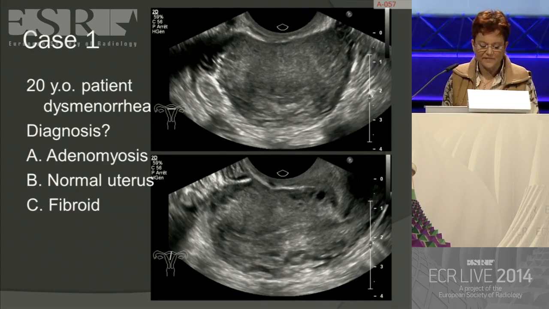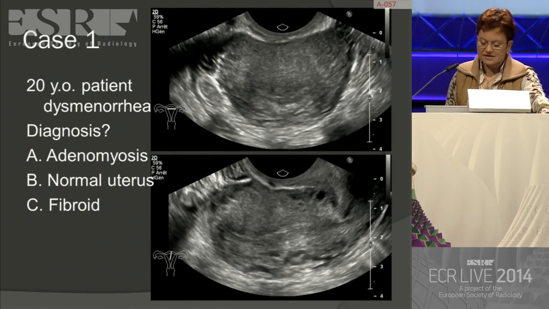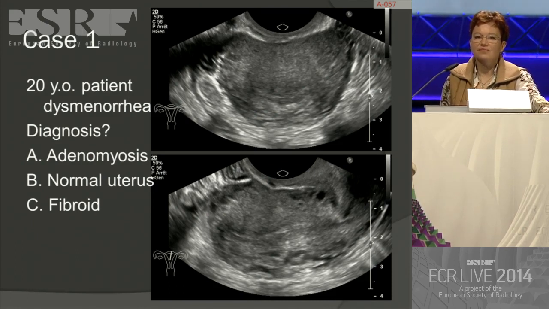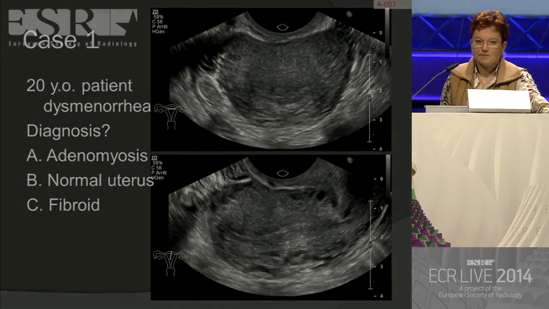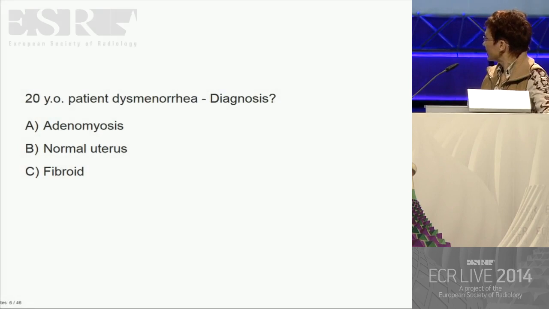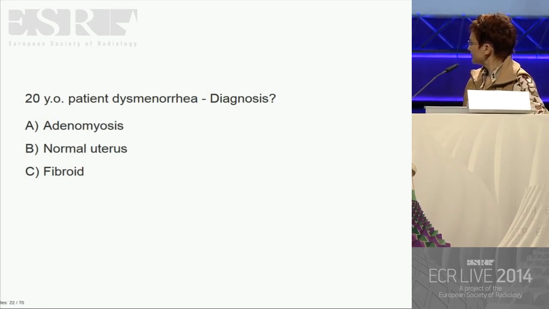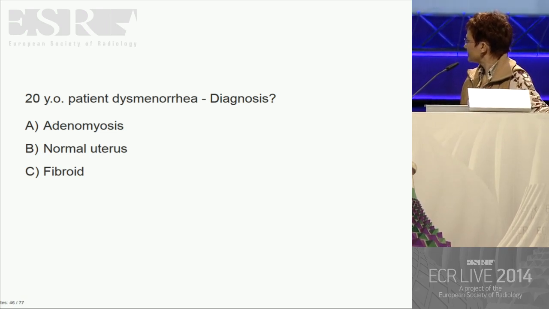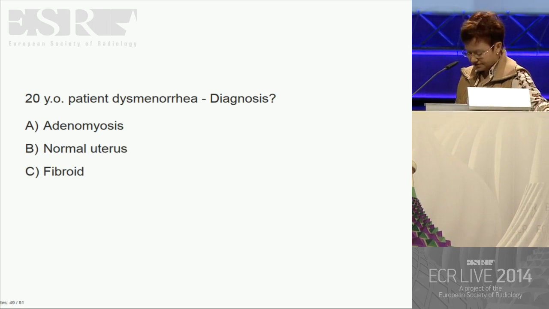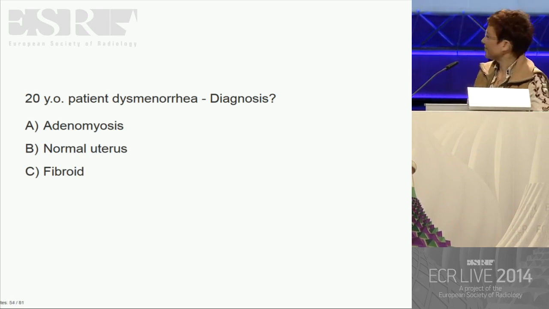Now here's my first case. You have a 20-year-old patient with dysmenorrhea. This is an excellent sagittal imaging plane. So my question is, is this adenomyosis, a normal uterus, or a fibroid? Please vote. Okay, can I have the answers, please?